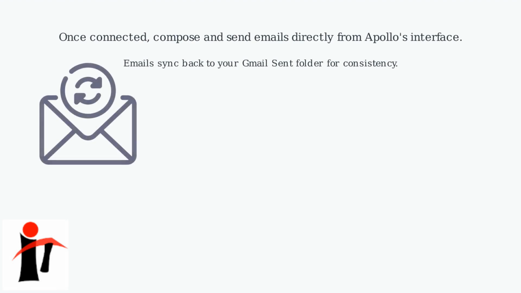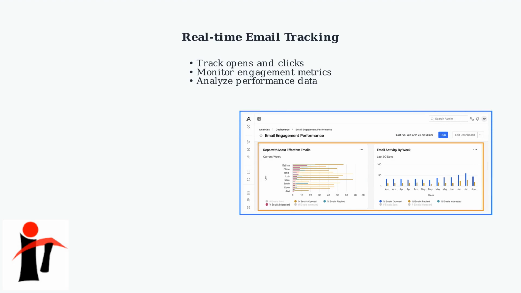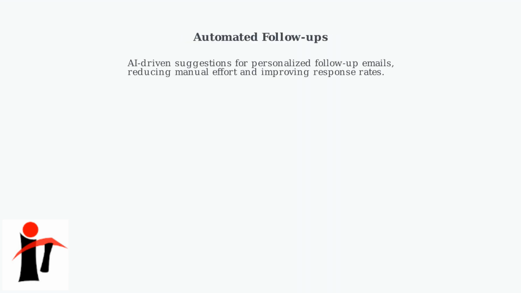Once connected, you can compose and send emails directly from Apollo's interface. These emails will be synced back to your Gmail's sent folder, ensuring a consistent view of your communications. Apollo supports real-time email tracking, allowing you to monitor opens, clicks, and other engagement metrics as they happen. Apollo also offers automated follow-ups with AI-driven suggestions, making your outreach more efficient by personalizing communications and reducing manual work.